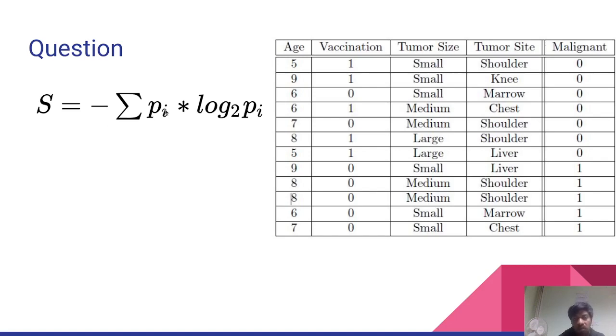I is actually the classes. So 0 is one class here and 1 is another class here, and P of I means the probability of that class appearing here. So if you just consider this column, if you pick one of them randomly, what is the probability of getting 0?